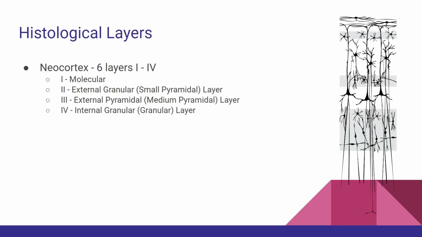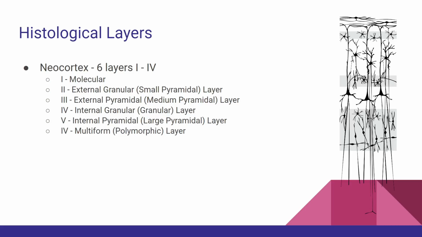The fourth layer is the internal granular layer. The fifth tends to be the internal pyramidal layer, which has the largest pyramidal cells, which are multipolar cells. And the sixth is the multiform or polymorphic layer, and it tends to have a broad mix of different types of neuron cell types.